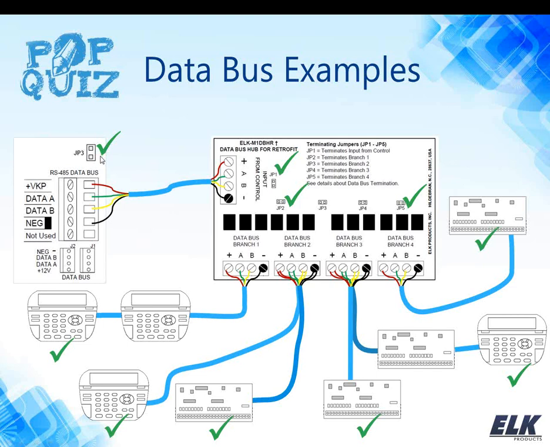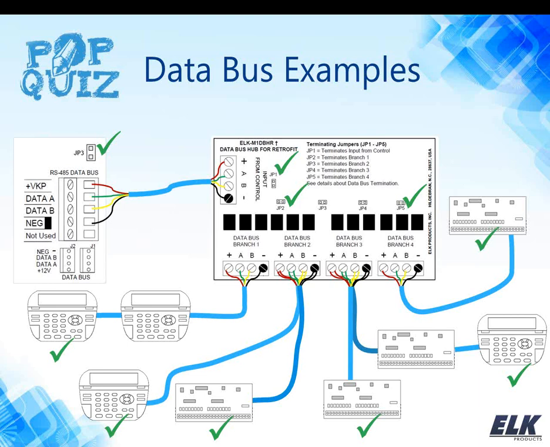Now we can look at each branch. The best way to keep this in mind is that each branch on the retrofit hub is basically like a little mini data bus. This is an active hub and it has active RS-485 circuitry, so each branch is like a little mini bus, and it follows the same rules as the main data bus on the control, in that you cannot have more than 2 runs going into a branch, and each branch is looking for exactly 2 termination points at all times.